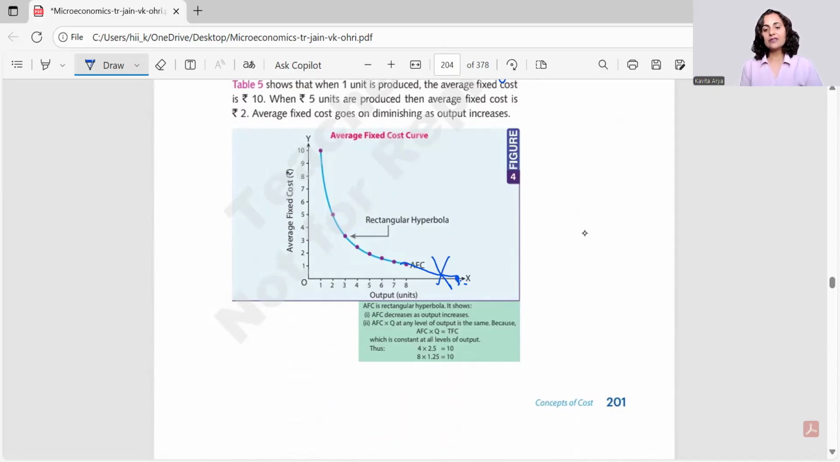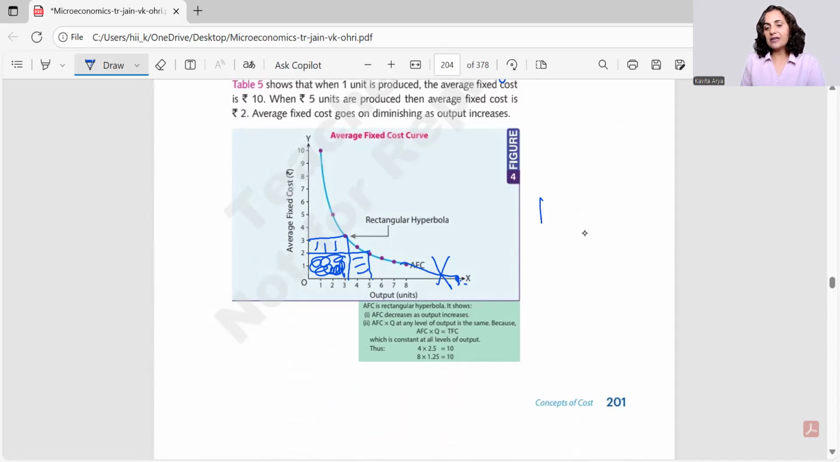And what's the significance of rectangular hyperbola? It says that the area under every point of a rectangular hyperbola will give you the same value. You see, this is a common area of both, and this can be mathematically proved to be equal to this. So the significance of rectangular hyperbola is that the area under it at all the points would be the same.